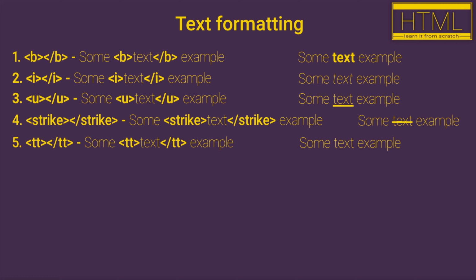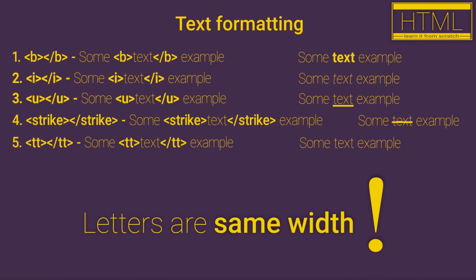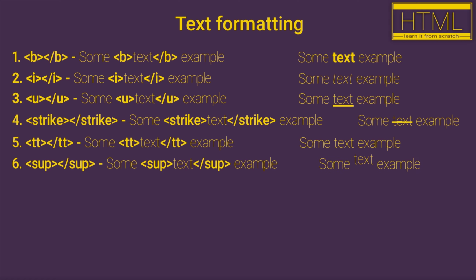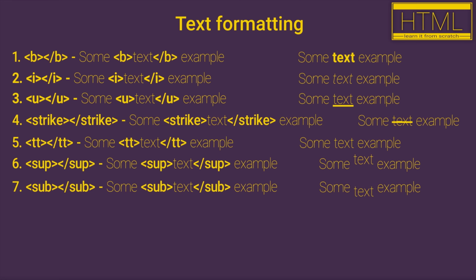TT or monospaced creates text in which the letters are actually the same width. Sup or superscript creates text that is slightly higher compared to the other text. Sub or subscript creates text that is slightly below the other text.